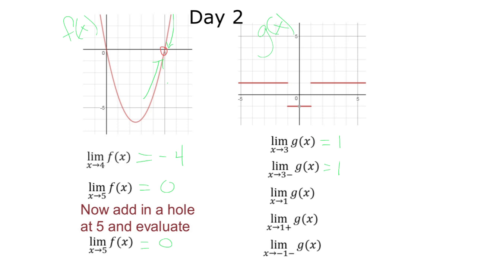As I came in from the right, it would have been 1 also. Okay, let's change up where we're approaching. On this example, it says x approaches 1.